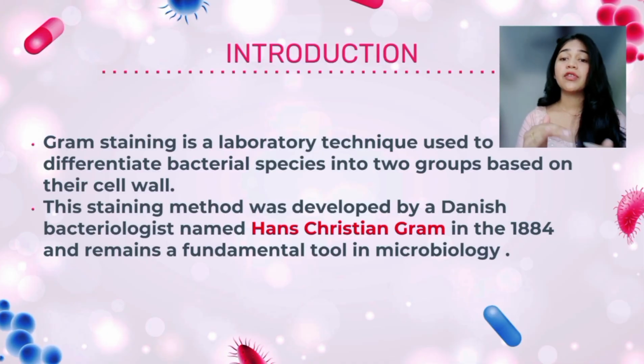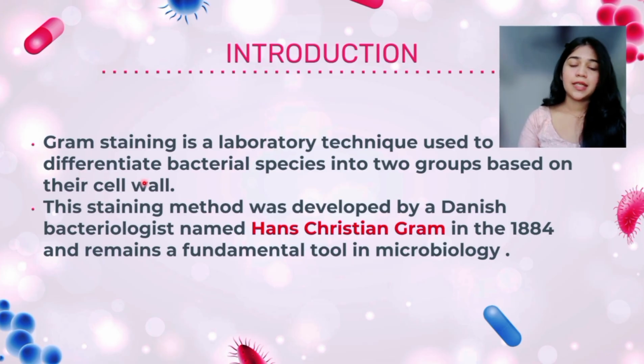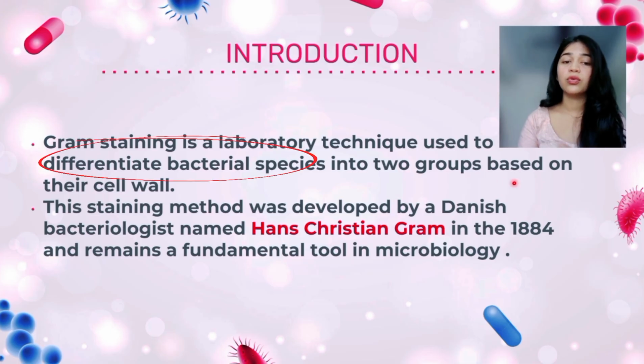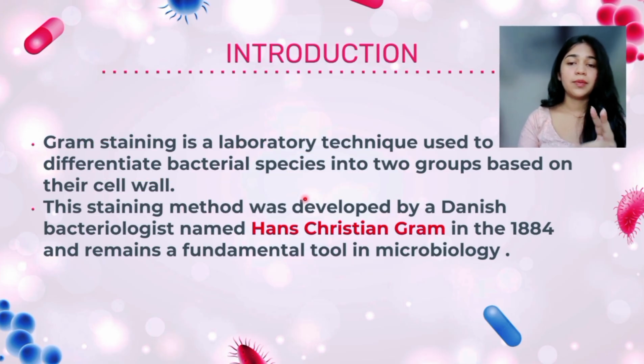Coming to the introduction, gram staining is a laboratory technique used to differentiate bacterial species into two groups based on their cell wall. This is the important sentence in gram staining: differentiate bacterial species into two groups based on their cell wall. Bacteria are of two types, gram-positive and gram-negative bacteria. Gram-positive bacteria will appear violet in color and gram-negative bacteria will appear pink.